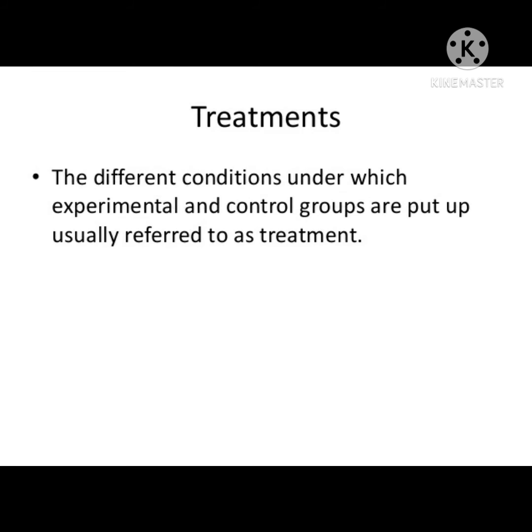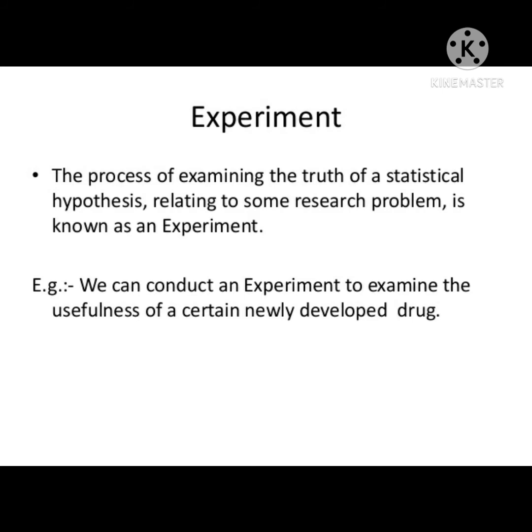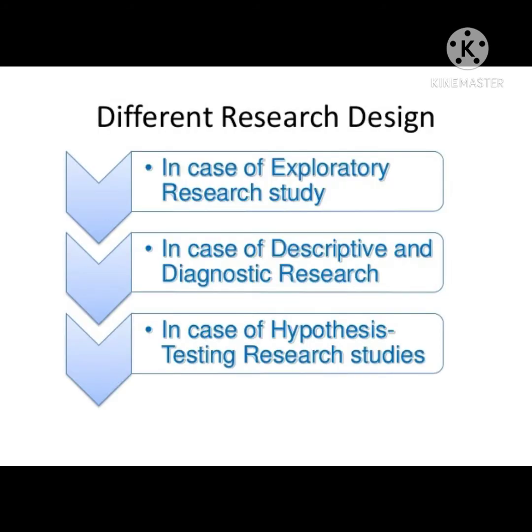Now we will see the treatment. The different conditions under which the experimental and control groups are put are usually referred to as treatments. Experiment. The process of examining the truth of a statistical hypothesis relating to some research problem is known as an experiment. Example: we can conduct an experiment to examine the usefulness of a certain newly developed drug. Different research designs: in case of exploratory research studies, in case of descriptive and diagnostic research, and in case of hypothesis testing research studies.